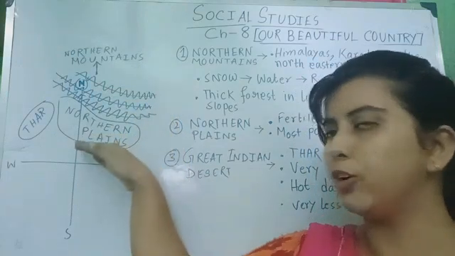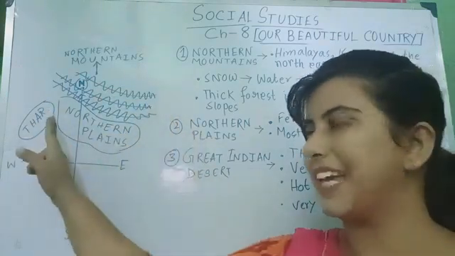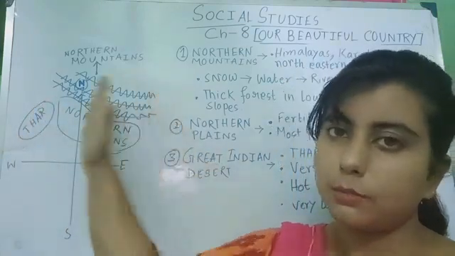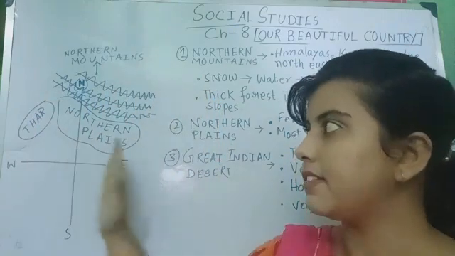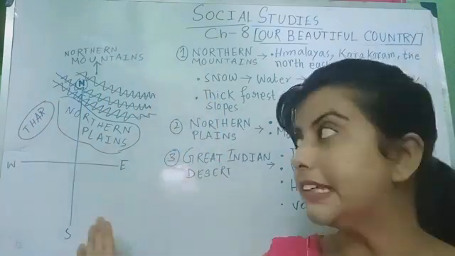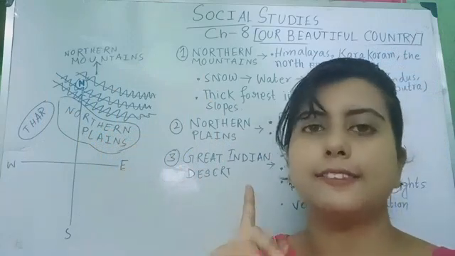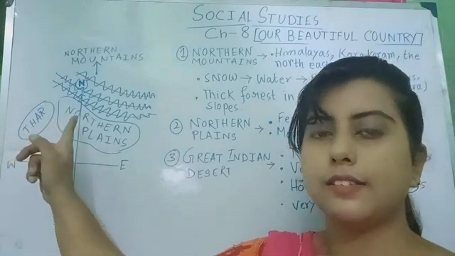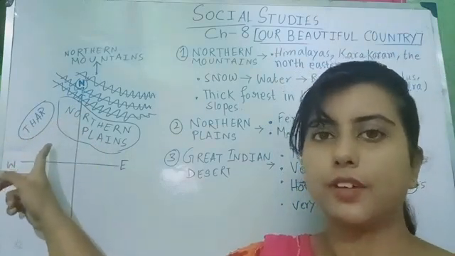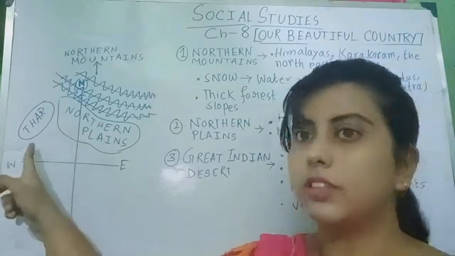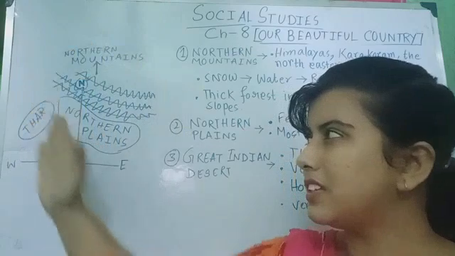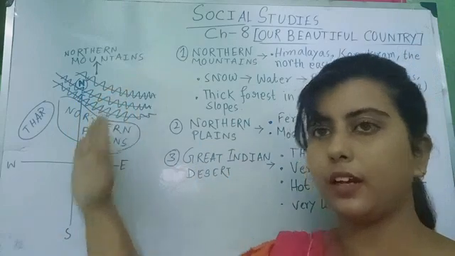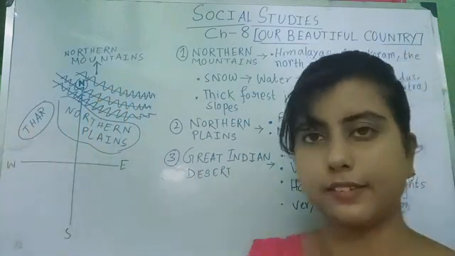Next, just below that, we have the northern plains stretching from the west side to the east. Most of the northeastern part is covered with northern plains. And then in the northwestern part, in the state of Rajasthan, we have the Great Indian Desert called Thar. So this is somewhat the positions of the northern mountains, the northern plains and the Thar desert.